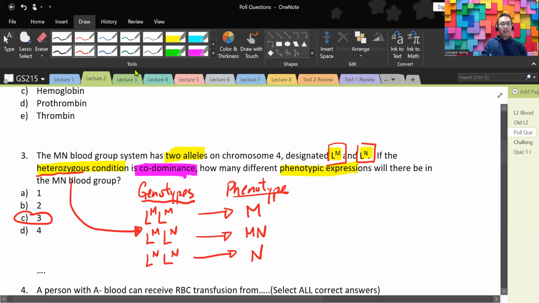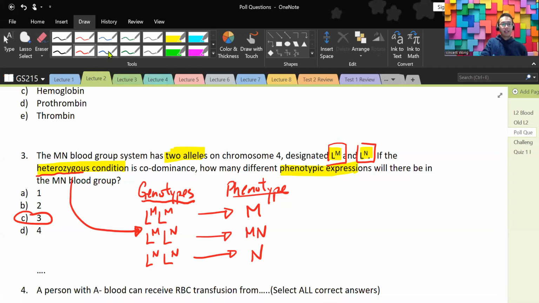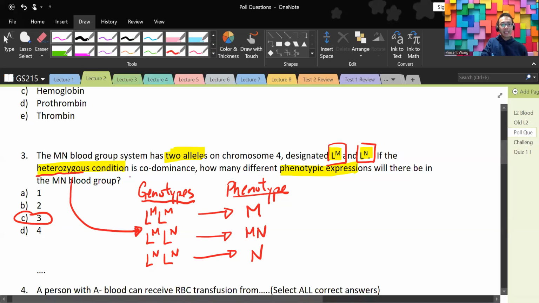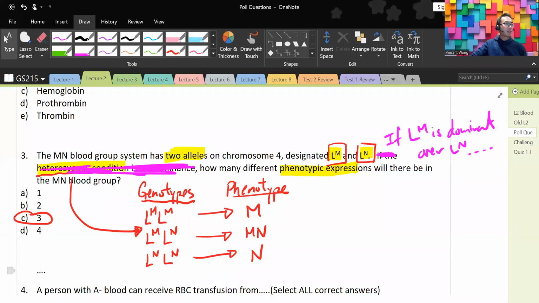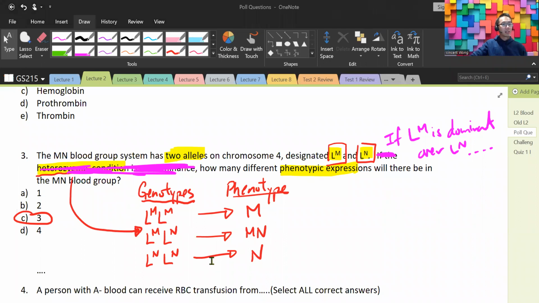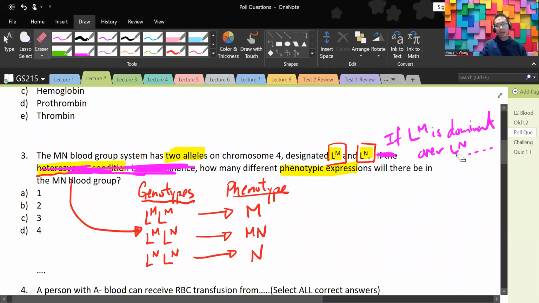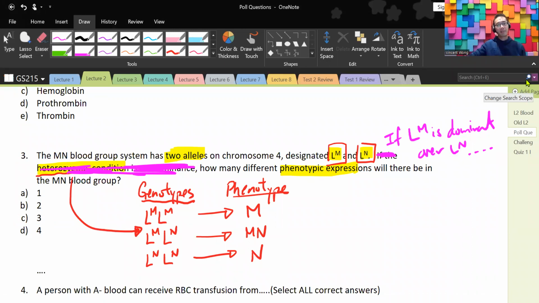Now, if I change the question, instead of saying if the heterozygous is codominant, if I cross this out and I say if LM is dominant over LN, then how many expressions are we going to have? How many phenotypes are we going to have? Let's relaunch that. Same choices. I changed the question now. I said if LM is dominant over LN. Now, how many different phenotypes?